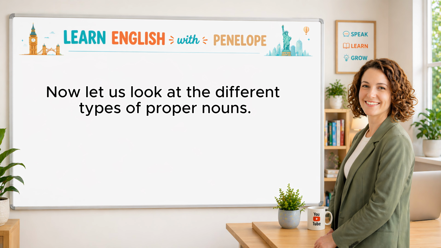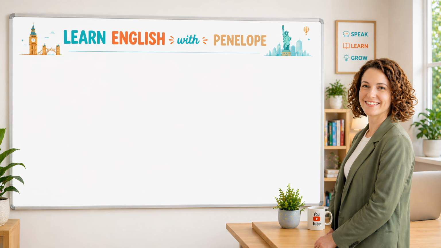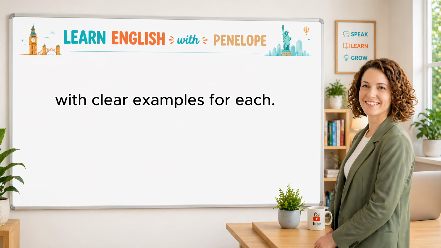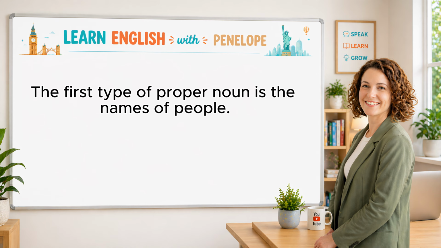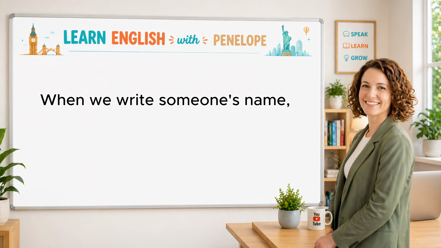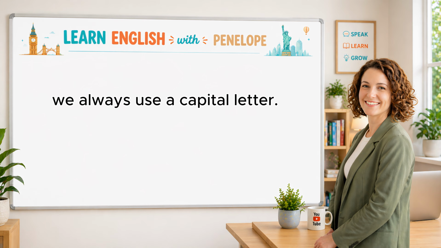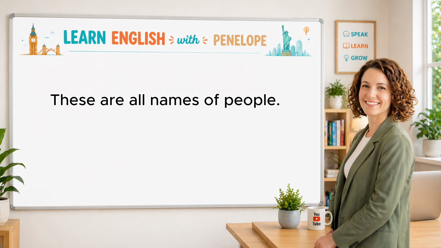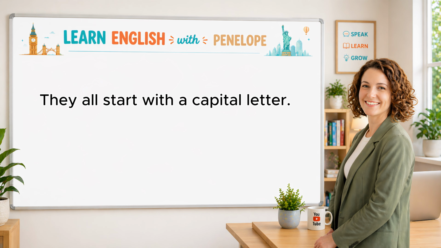Now let us look at the different types of proper nouns. There are several kinds. I will go through them one by one with clear examples for each. The first type of proper noun is the names of people. When we write someone's name, we always use a capital letter. For example, Maria, James, Aisha, Muhammad, Sophie, Carlos. These are all names of people. They all start with a capital letter.